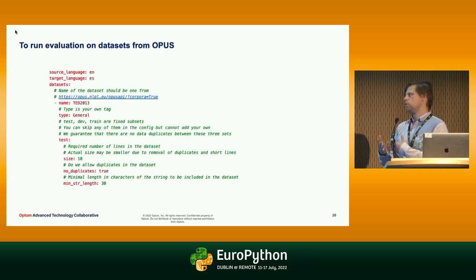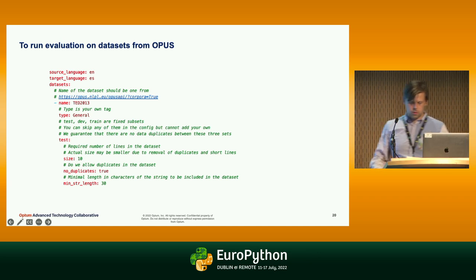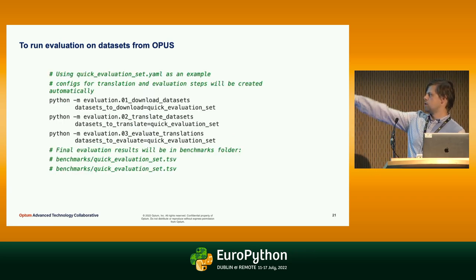If you want to do it on your own data, on any other dataset from Opus, you can just create the config that will say, this is the name of the dataset from Opus. I want 10 lines out of it without duplicates and with a minimal string length of 30 characters. And when you run your scripts, you just set that the datasets to download is my new quick evaluation set. And then you pass it on to the next scripts and everything will be done for you.